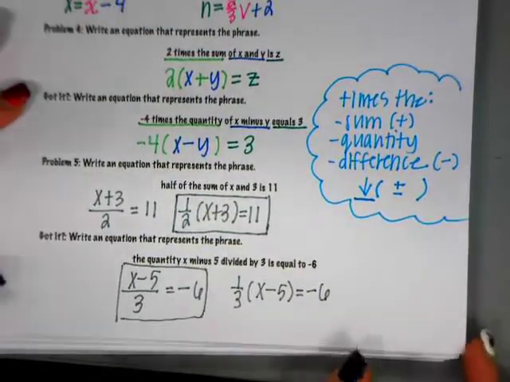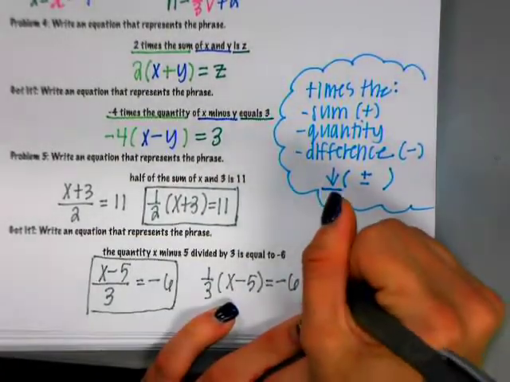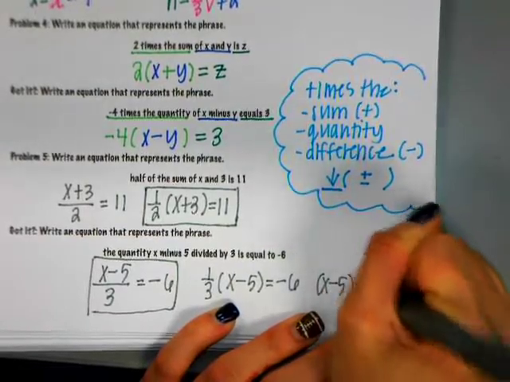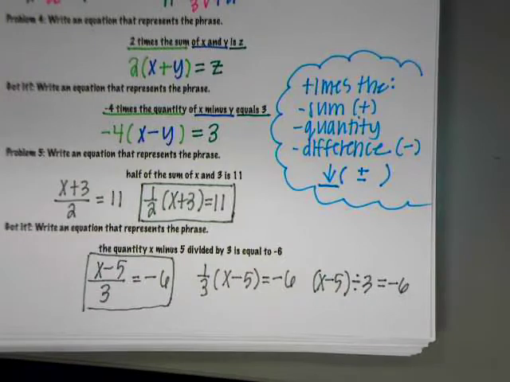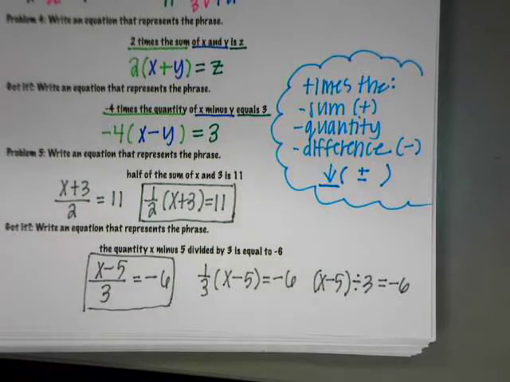You could also even do x minus 5 divided by 3 equals -6. But you'd have to have the x minus 5 in parentheses to keep the quantity. Okay? So all of those would work, but I would probably lean towards that one. Okay? Any questions? Cool. All right, let's move on.